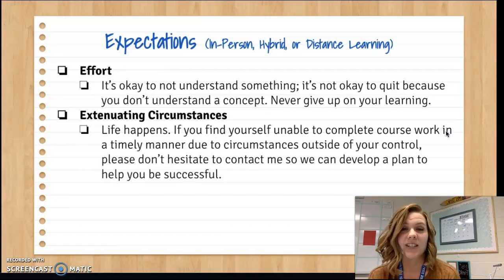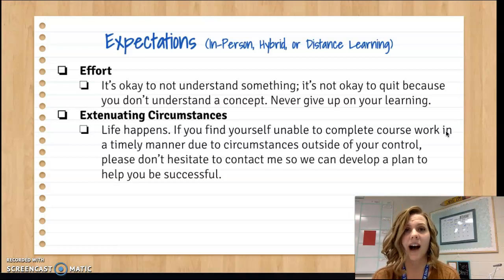Some expectations continued. I'll expect you to give me your effort. It's okay to not understand something, but it's not okay to just quit because you don't understand a concept. Never give up on your learning. I have never failed a student who's asked for help, so ask for help. And then I also want you to be aware of my policy for extenuating circumstances.